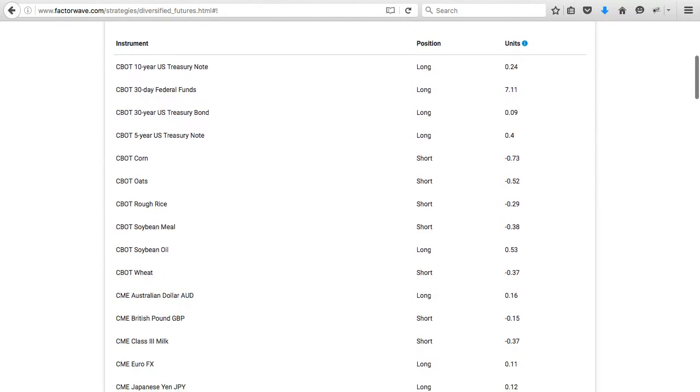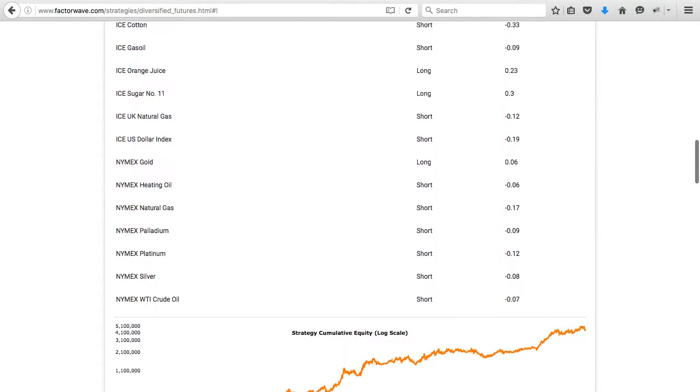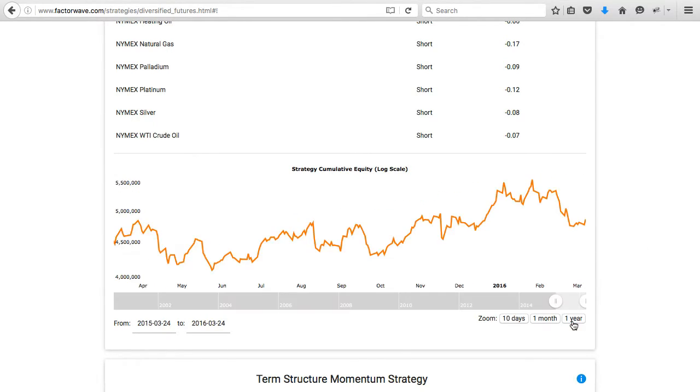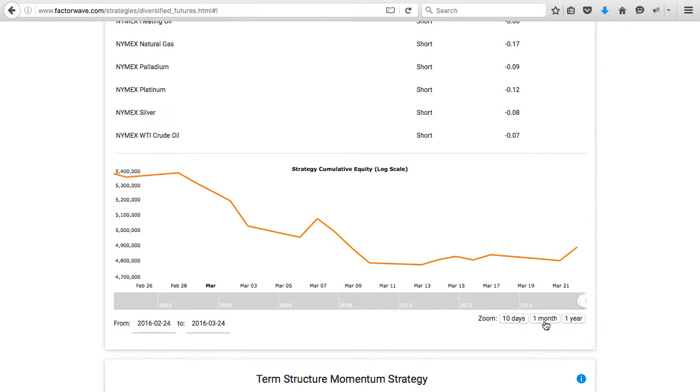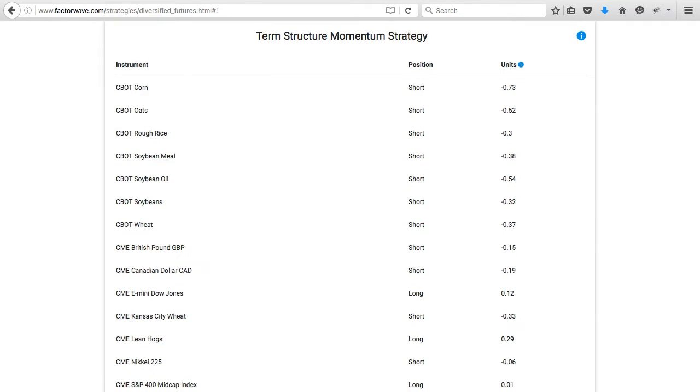But if you combine all of these into a portfolio, we can look at the results down here. This is the cumulative P&L of the strategy, starting with a notional $100,000 account in 2000, and is now worth roughly $5 million. We can also look at shorter periods, just as we could with the VIX.